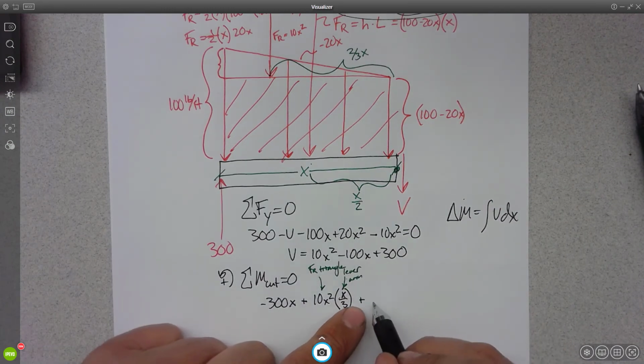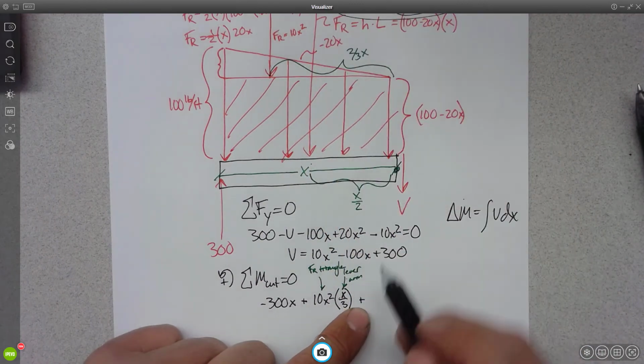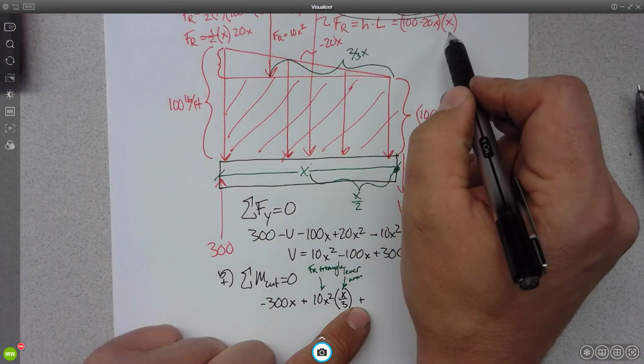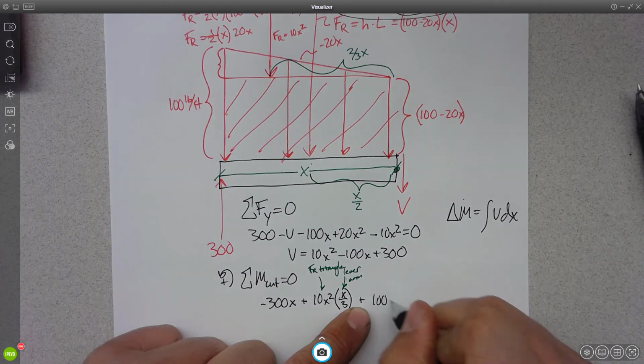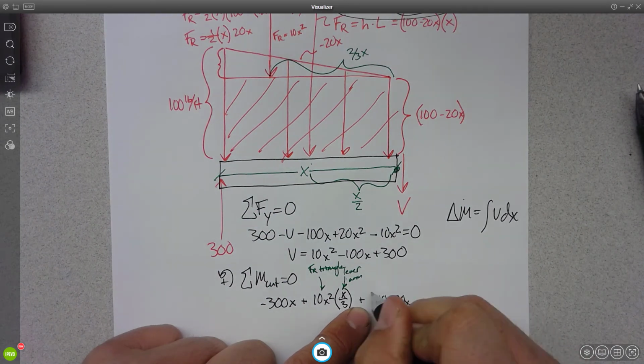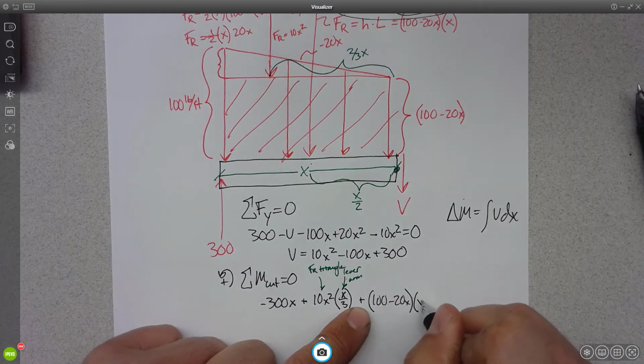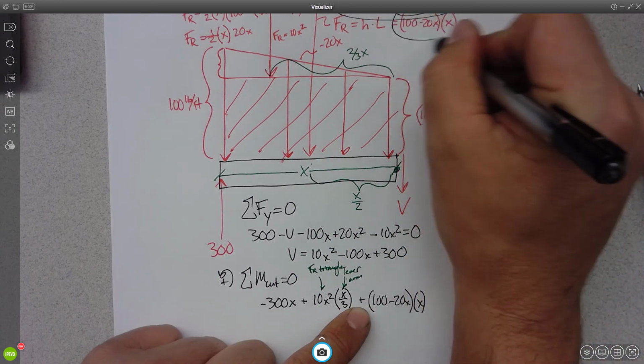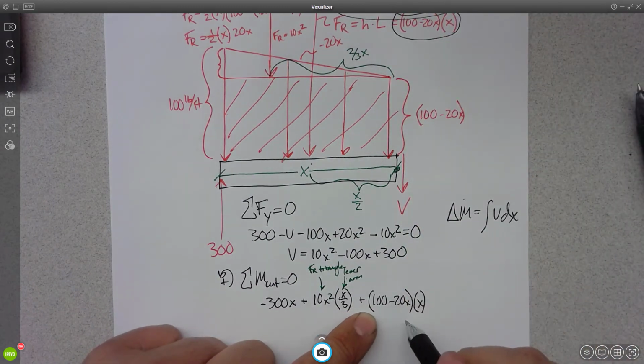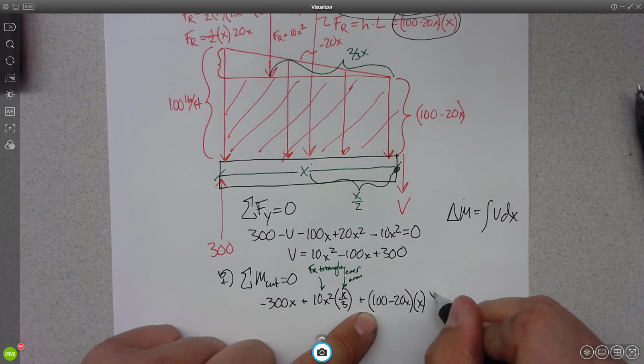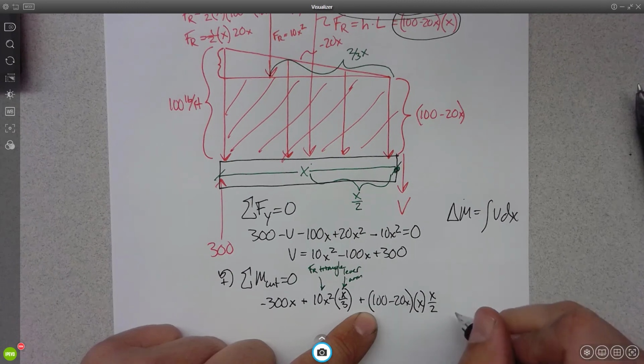So what's the resultant force for the rectangle? It looks like it is 100 minus 20x times x, right? I'm just taking this value right up here and putting it in. What's its lever arm? It's x over 2. Plus the moment at the cut equals 0.